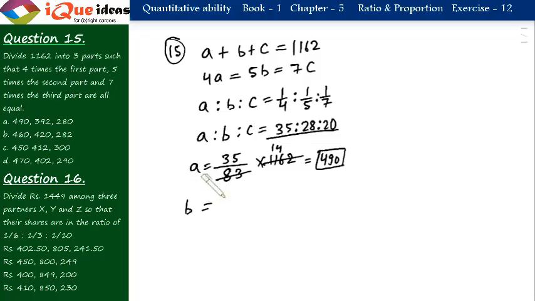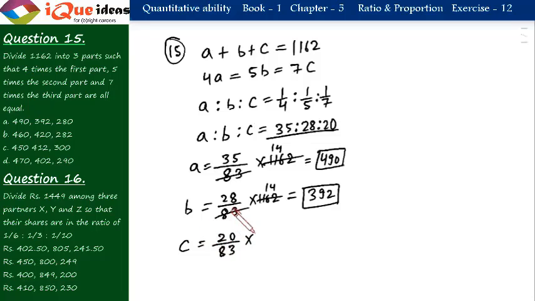Second value will be 28 upon 83 into 1162. So again 83 will cancel 1162 14 times. 14 into 28 would be 196 into 2, that is 392. And the third value C would be equal to 20 upon 83 into 1162. Now 83 cancels 1162 14 times, into 20, that is 280. So the different parts are 490, 392 and 280.